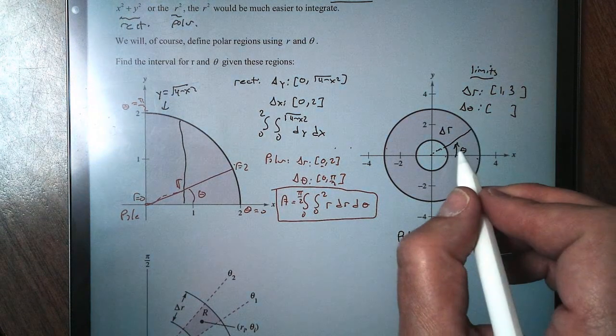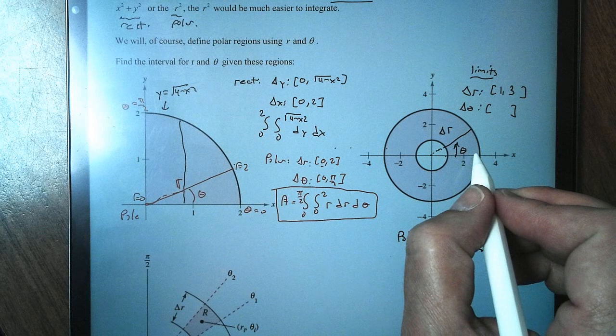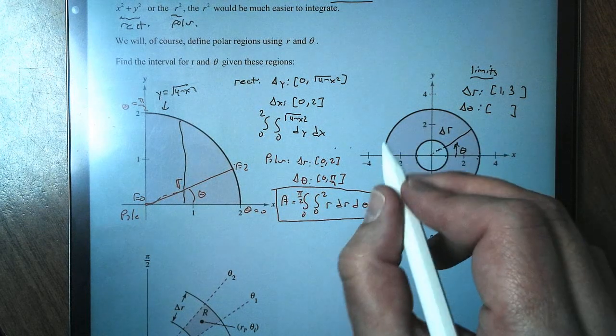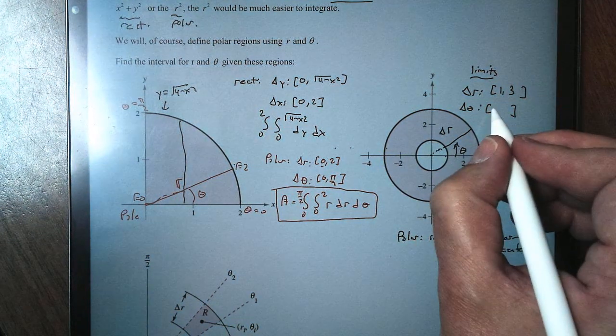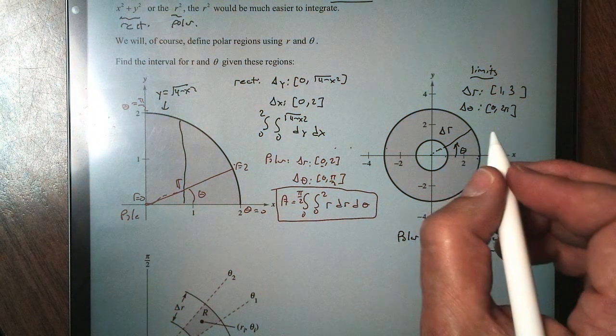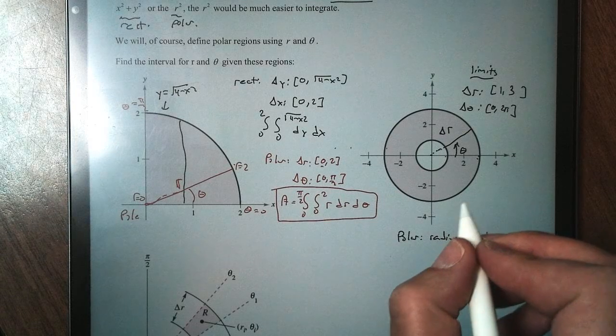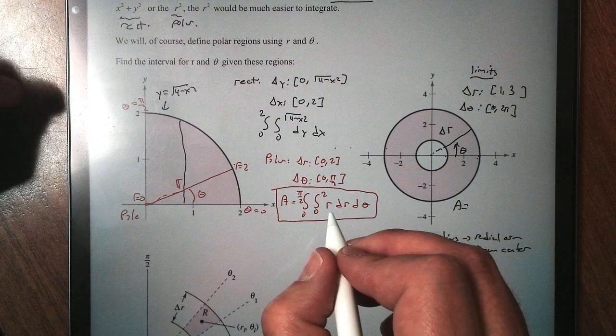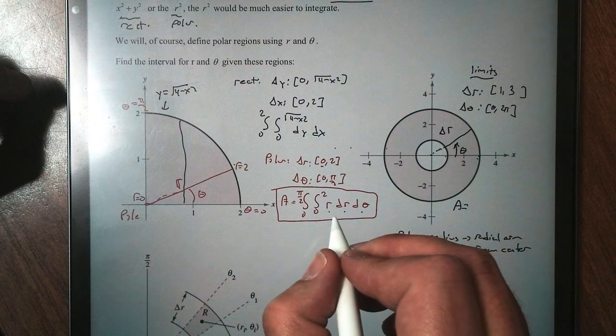My theta, well, how is theta changing? That's my change in theta right here. From 0, and I'm going to go full circle, which is 2 pi. 0 to 2 pi. So if I want to find the area of this circle now, I'm going to use my formula, r dr d theta. This is our polar form.